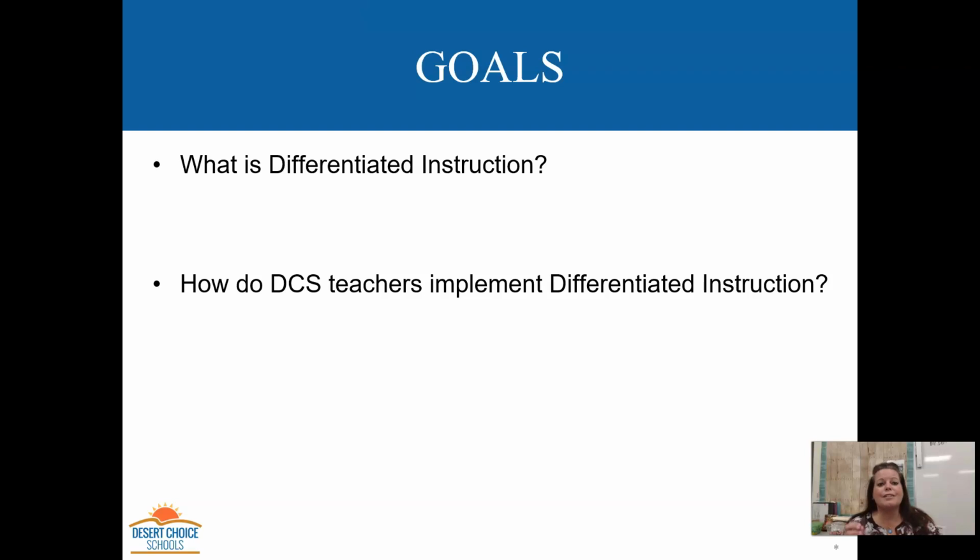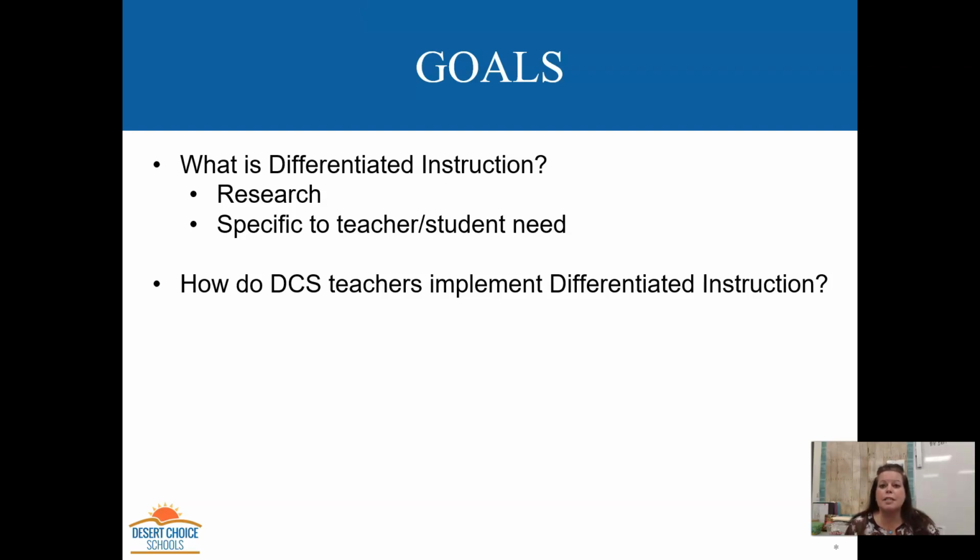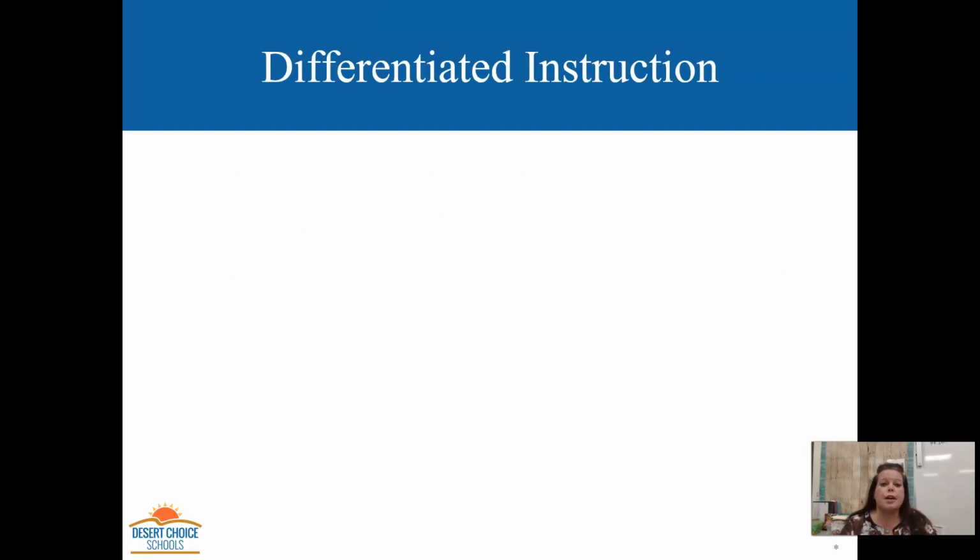So, what is differentiated instruction? These are our goals. We're going to look at some research briefly and how it is specific to the teachers and the students' needs. And then, how do we here at Desert Choice Schools implement differentiated instruction? We do have classes that are combined grade levels. So we have classes that have kindergarten through 4th grade in them. And we have classes that are 5th grade through 8th grade even, or 5th through 7th grade. So we have to take that into consideration as well. So we utilize center-based instruction to do that.